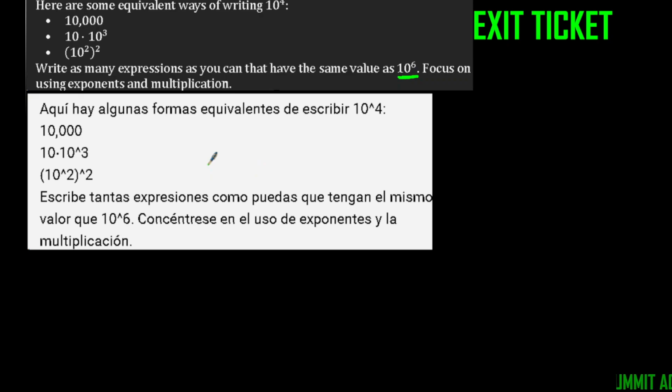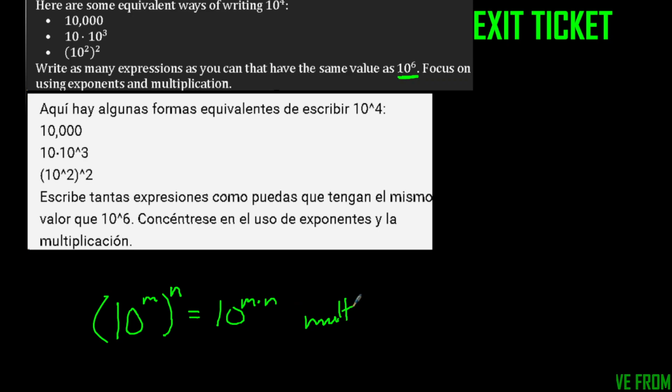So make sure you're writing it like this: 10 to the power m in parentheses to the power n is equal to 10 to the power m times n. So make sure that you're using multiplication on the exponents.